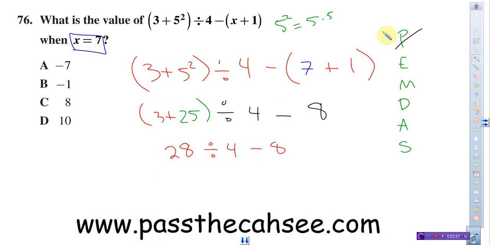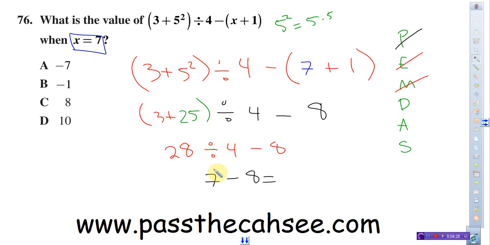Okay, so I did parentheses. Now, are there any exponents? No. Any multiplication involved? No. How about division? Yes, there's some dividing here, and that's why you want to do that first. It's extremely important that you understand this order of operations, because if you subtracted 4 minus 8 and then did the division, you would get the wrong answer. So 28 divided by 4 is 7, and then 7 minus 8.